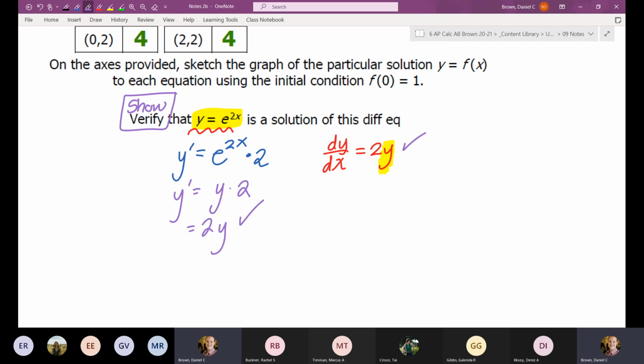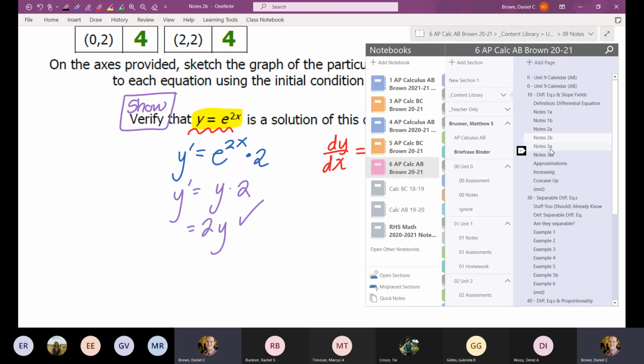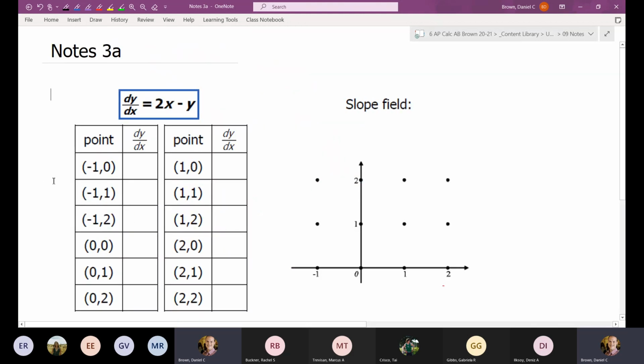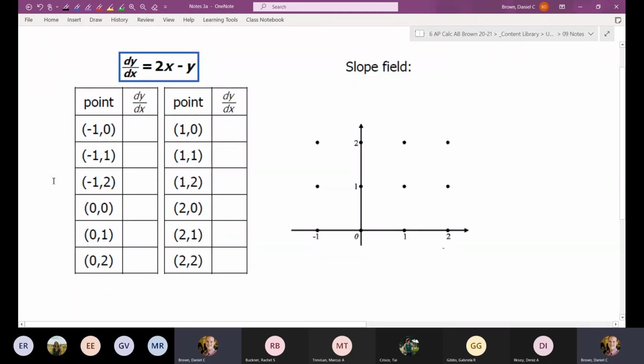Last slope field, and we'll do another one of these verifying ones as well. Probably the most tedious one to make. Here's a differential equation that is in terms of x and y. So you would have to plug in both the x and the y. The pattern is not going to be as nice to follow. But again, that is still a derivative.